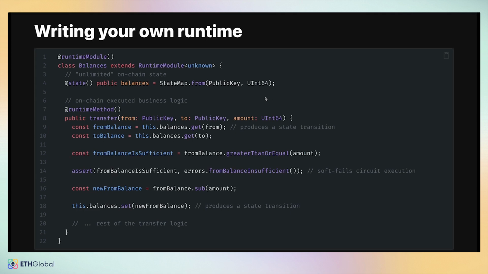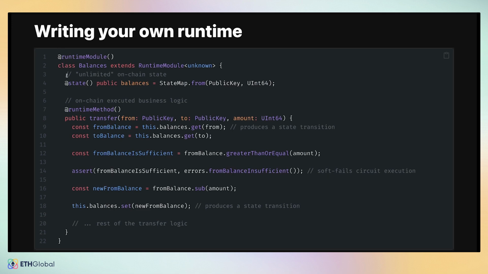So let's take a look at an example of how you could write a runtime to handle balances and native and third-party token transfers in your chain. You would write a class called Balances that would extend the provided class RuntimeModule. Don't worry about the unknown. This is a config-related thing, and since we are not using any config for the runtime, we're just going to leave it empty as is. You also have to decorate it with a runtimeModule decorator that does a bunch of interesting things behind the scenes that we might explain at another workshop.